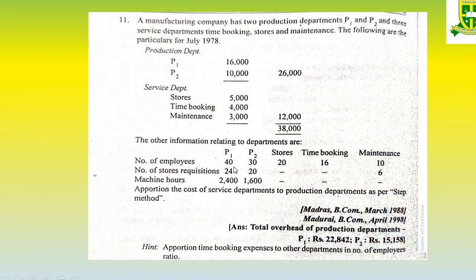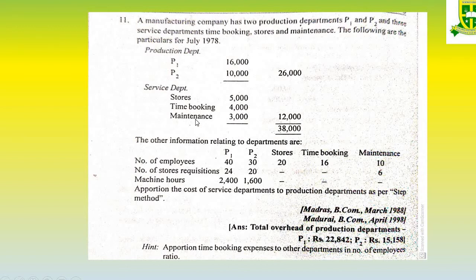We can see that for the first department there are 5 allocation, for the second one 3, the last one 2. So based on this allocation, we have to allocate it. So a number of employees. There are 3 service departments: store, time booking, maintenance. We have to find out which one can be allocated on which basis. So the first one is stores, time booking and maintenance. Stores is basically where we store the material. So it has to be allocated on the basis of number of stores.